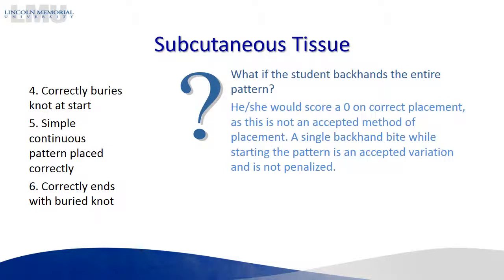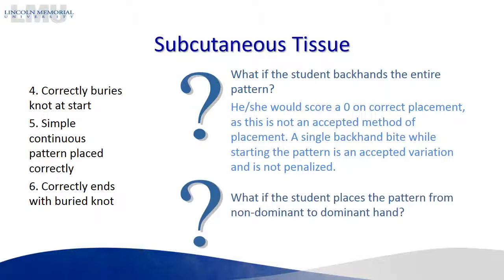So some other questions that may come up with subcutaneous tissue is, what if the student backhands the entire pattern or places the pattern with the needle facing away from themselves? And we are going to score that as a 0 on the correct placement, or the number 5 line item, because it's simply not an accepted method of placement. It's less accurate, it's less efficient. However, some acceptable variation of the pattern will take a single backhanded bite while they're starting the pattern, and that's not going to be penalized, but they certainly should not be placing the entire pattern backhanded.